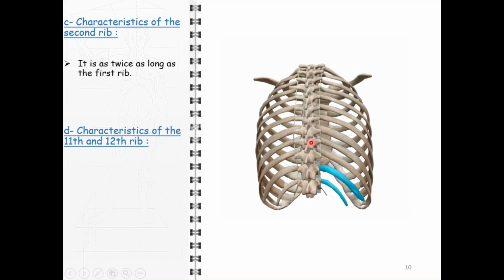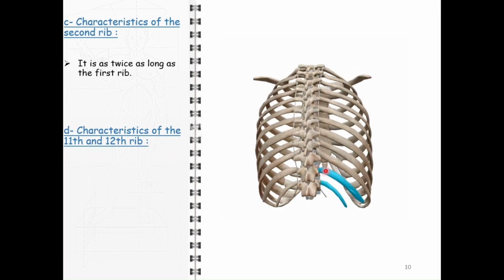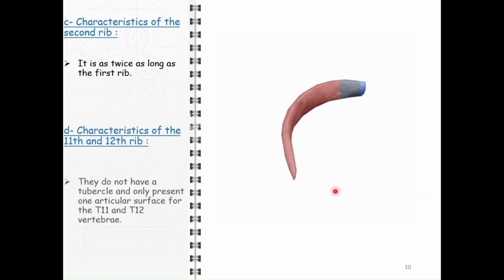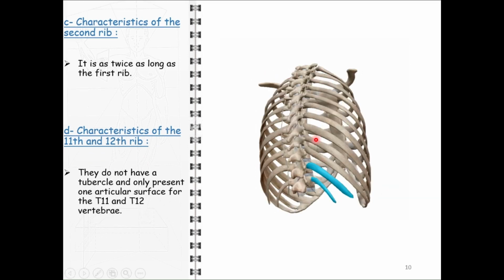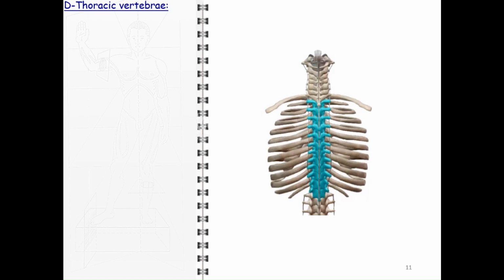However, the 11th and 12th ribs lack a tubercle and each has only one articular surface for the T11 and T12 vertebrae. Moving on to another component of the thoracic skeleton, we now turn our attention to the thoracic vertebrae.